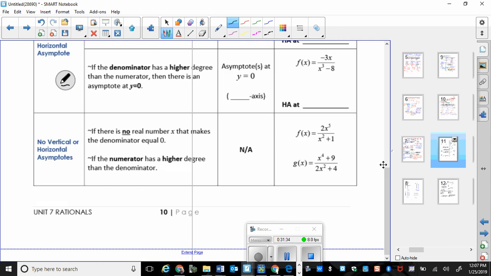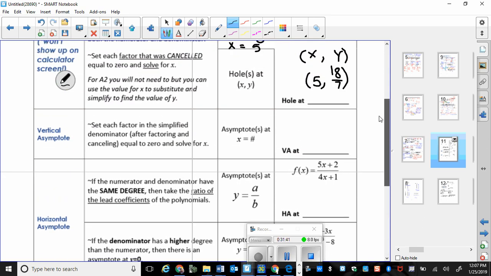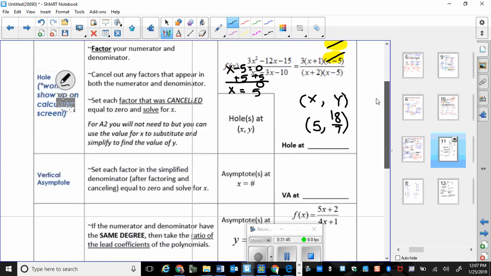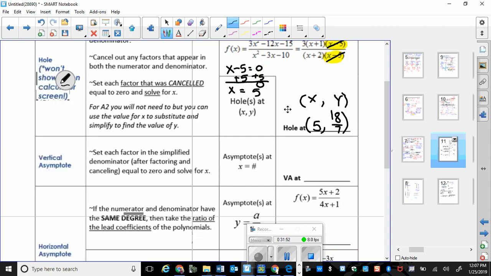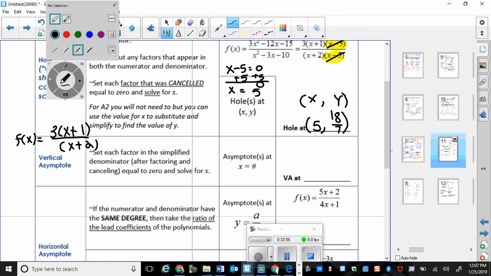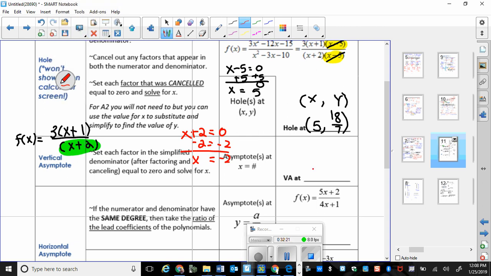Now, what about these other values here? For the vertical asymptote, this is what's left in the simplified version. So where are we at with the equation? After it's simplified, we have f of x equals 3 parentheses x plus 1 over x plus 2. So my vertical asymptote is down here in the bottom. It's that bottom factor that affects that asymptote. So x plus 2 equals 0. We subtract 2 on both sides, and x equals negative 2. So here I have a vertical asymptote at x equals negative 2.